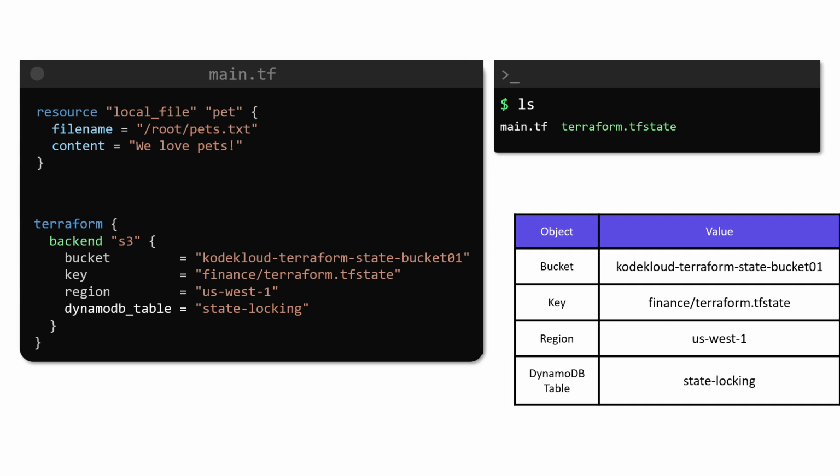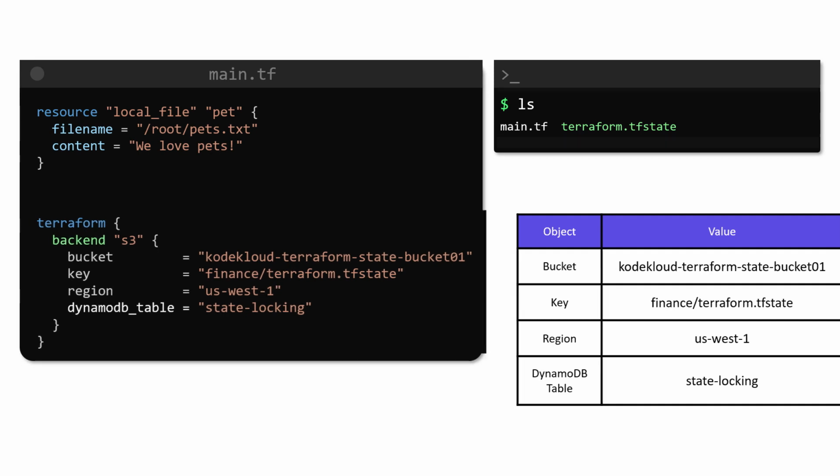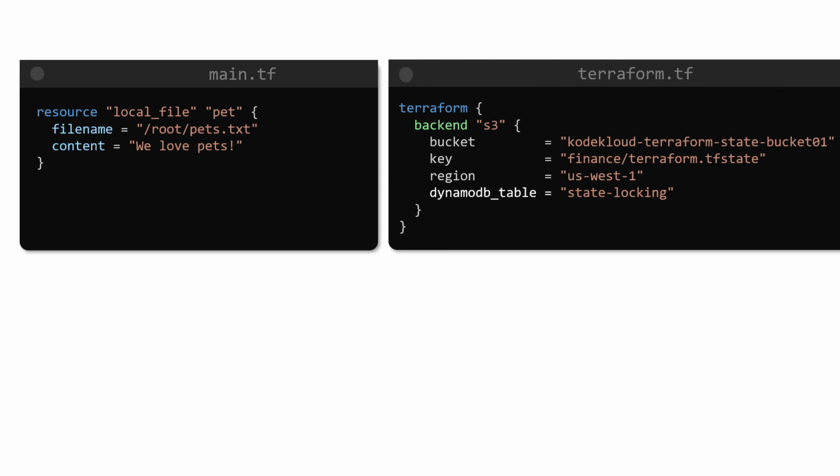As a standard practice, let's not store the terraform block inside the main.tf file. Instead, let's move it to a separate file called terraform.tf. We now have the infrastructure configuration and the backend configuration segregated into main.tf and terraform.tf files respectively. And the Terraform state is now configured to be stored in a remote S3 bucket.